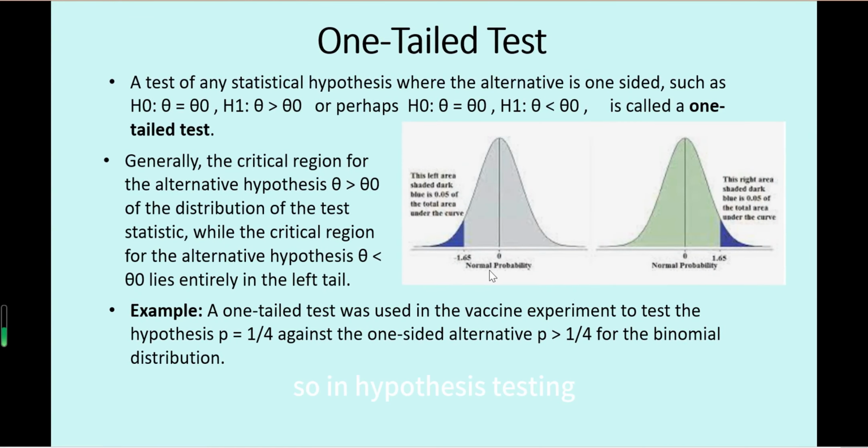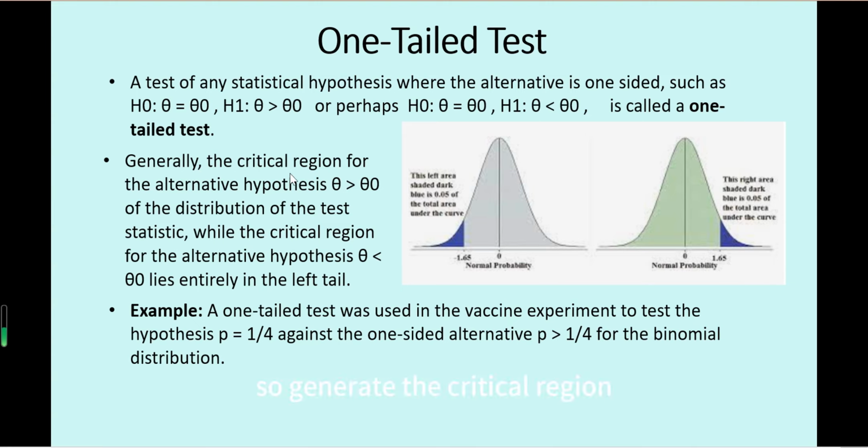In hypothesis testing, a test of any statistical process where the alternative is one-sided, such as theta equals theta 0 as the null hypothesis H0, and H1, the alternative hypothesis, is theta larger than theta 0, or the null hypothesis H0 is theta equals theta 0 but the alternative hypothesis H1 is theta less than theta 0. This kind of test is called a one-tailed test.